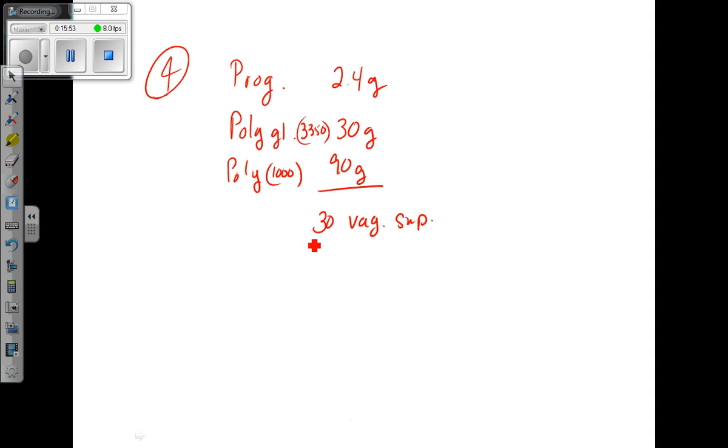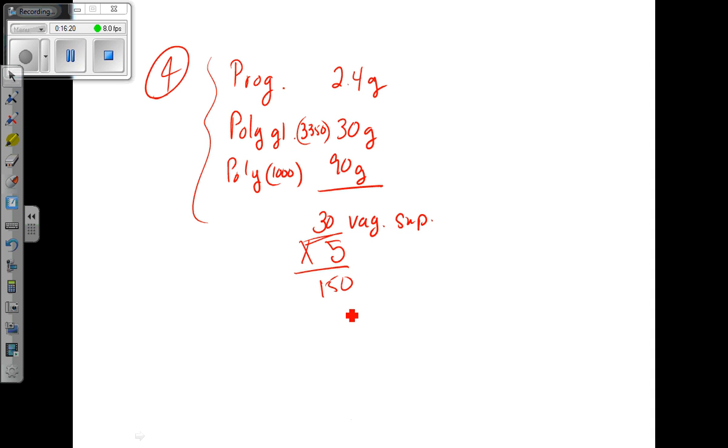So if you take 30 and you want to get 150, what would you do? You would multiply it by what number gives you 150. So 30 times 5 would be 150. Using the following formula to prepare 150 vaginal suppositories, but the formula only yields 30, so you just multiply everything by 5 to get 150.